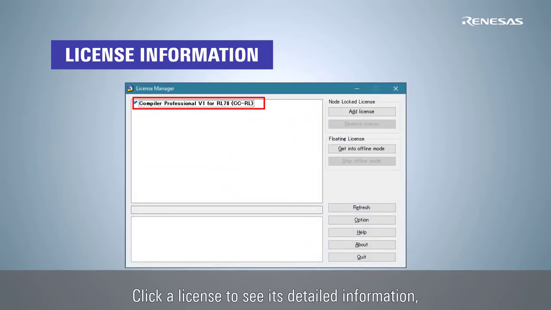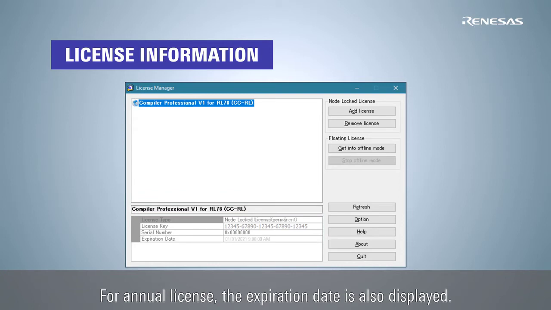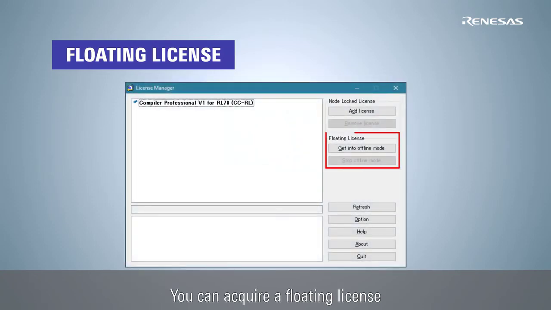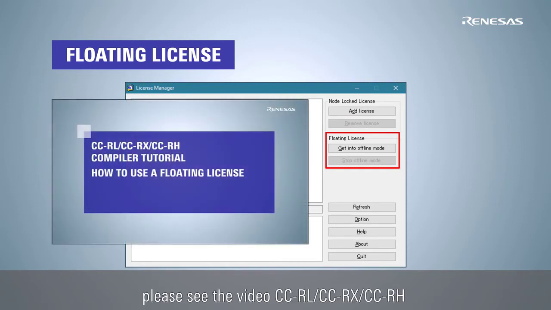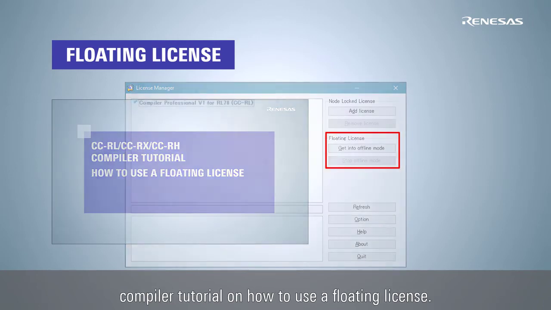Click a license to see its detailed information, such as the license type and license key. For annual license, the expiration date is also displayed. You can acquire a floating license for use in offline mode. For more information, please see the video CCRL CCRX CCRH compiler tutorial on how to use a floating license.